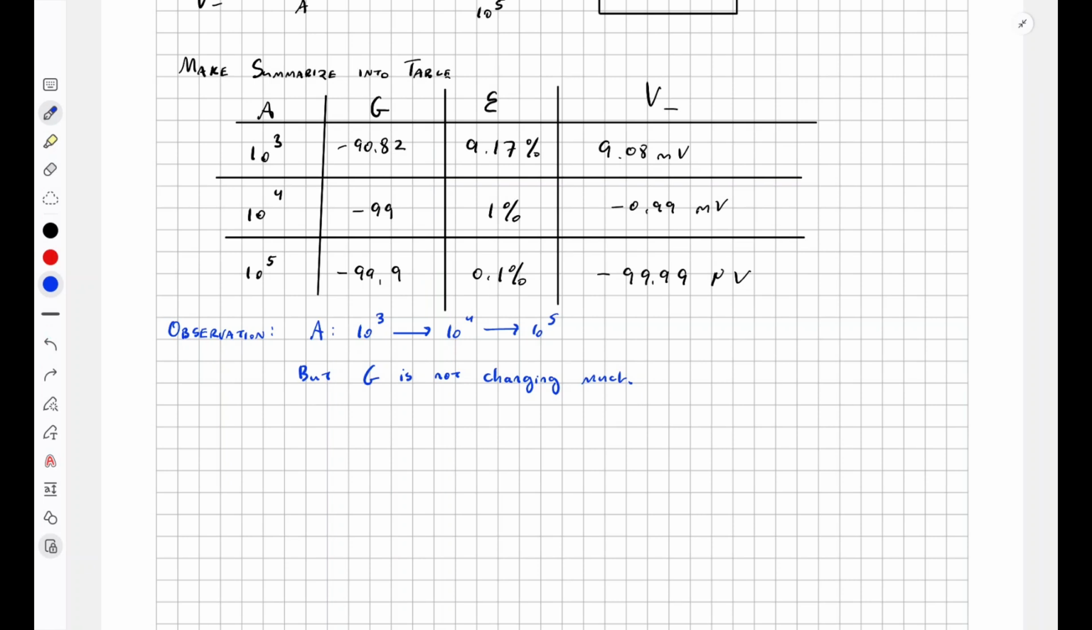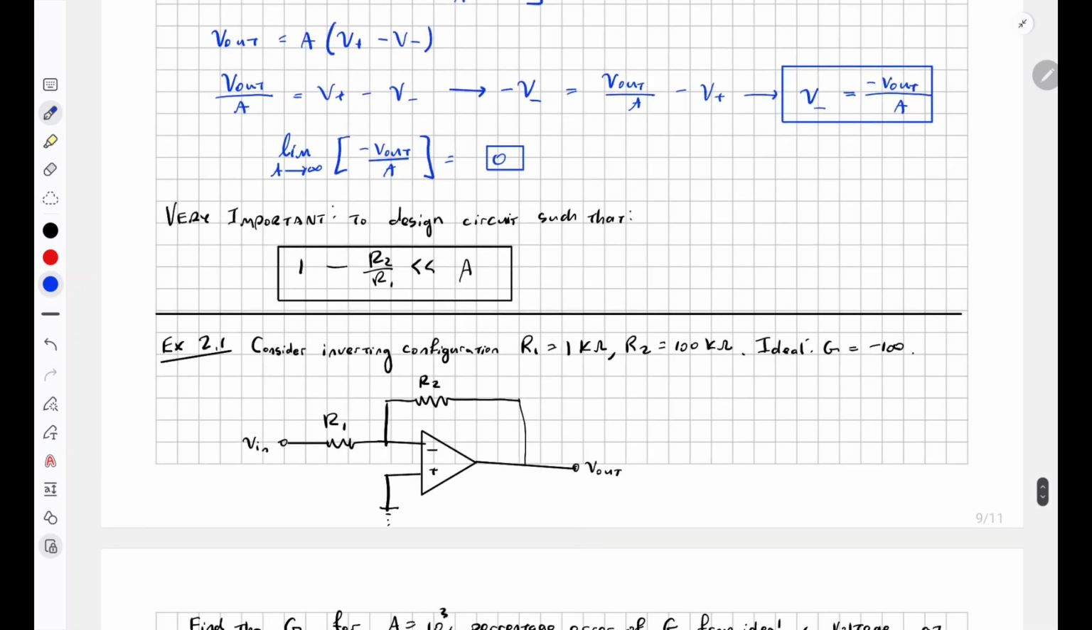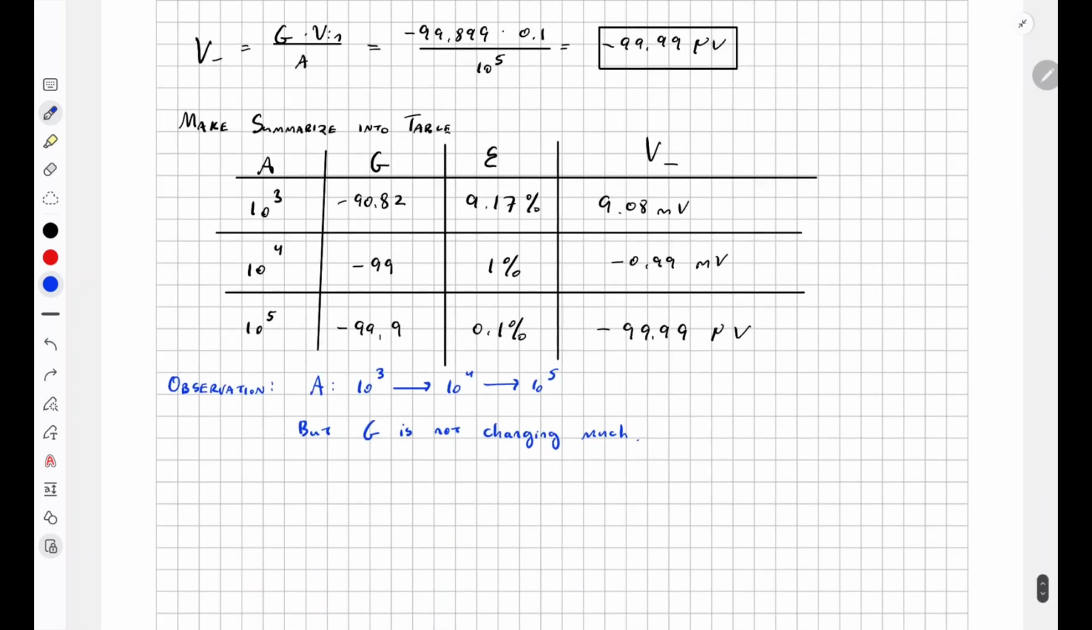Also, remember that as A goes to infinity, so as A gets higher, we're making the op-amp more and more ideal, right? If it was ideal, the 2 terminals of the op-amp would be at the same voltage, would be grounded. So you can see V minus is slowly approaching 0. I forgot to copy the minus sign there. It was 9 millivolts, then it became 0.99 millivolts, then 99 microvolts. So it's getting closer and closer to 0, the virtual short.